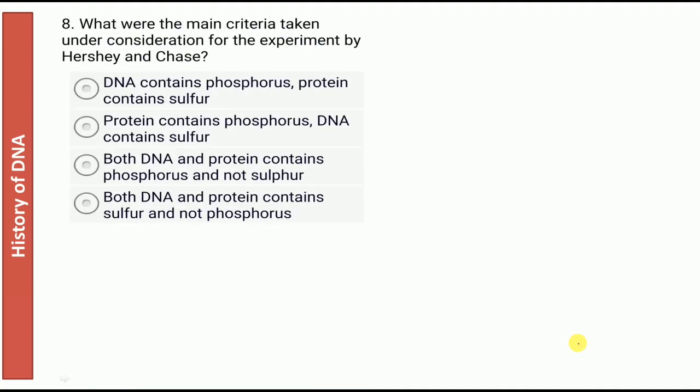Coming up, next question. What were the main criteria taken under consideration for the experiment by Hershey and Chase? So here we have to select the main criteria which were undertaken. So is it: DNA contains phosphorus, protein contains sulfur? This is also the main criterion.